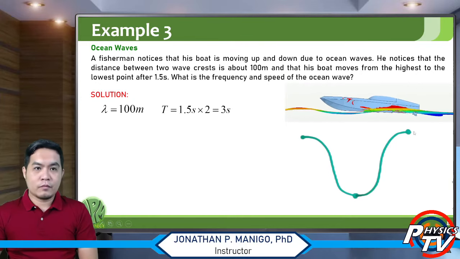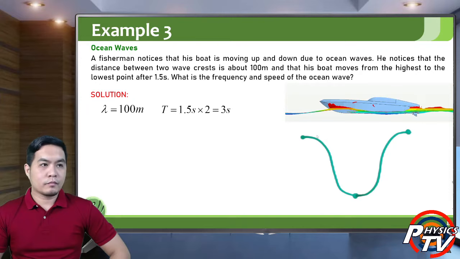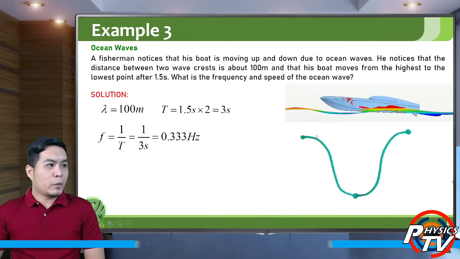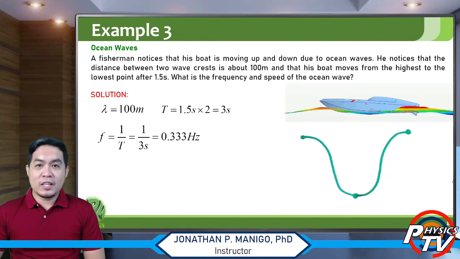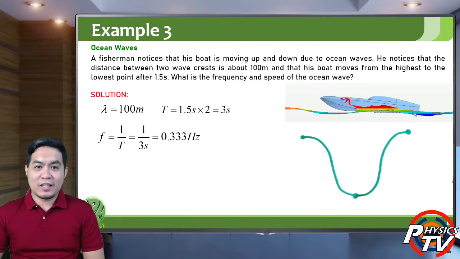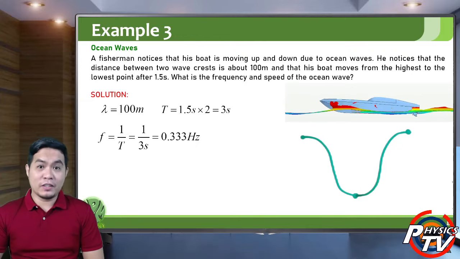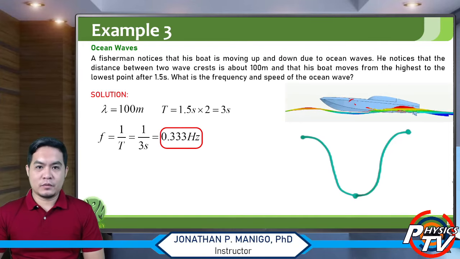Okay. So the frequency is 1 over the period, 1 over 3 seconds, and we get 0.333 hertz, or 1/3 hertz.